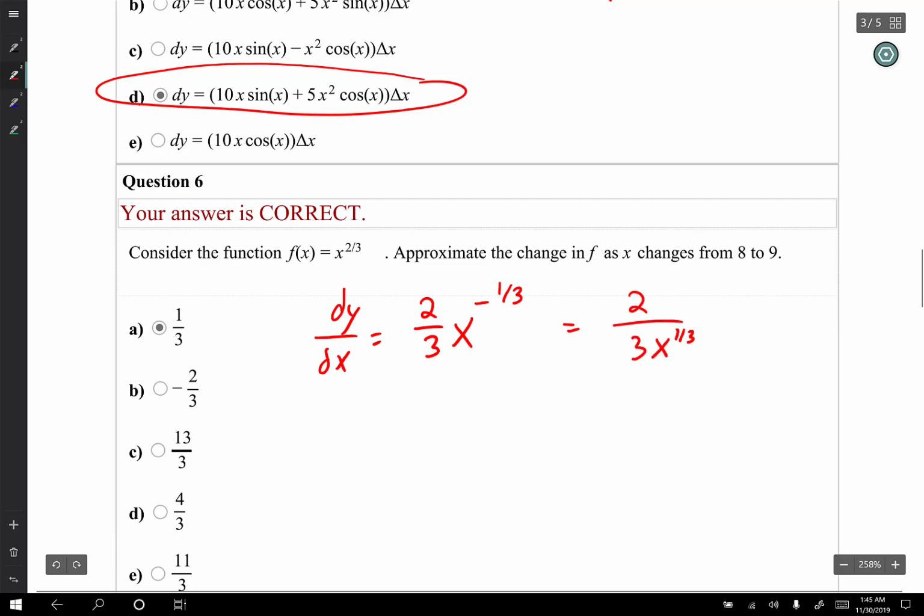All right, so now I'm going to multiply this by dx. So I have dy is equal to, because that's what they want. They want to approximate the change in f. So that's like finding your dy there, the difference in y.